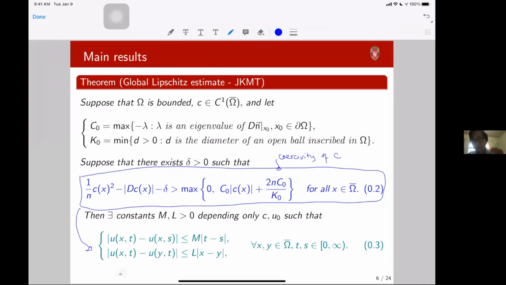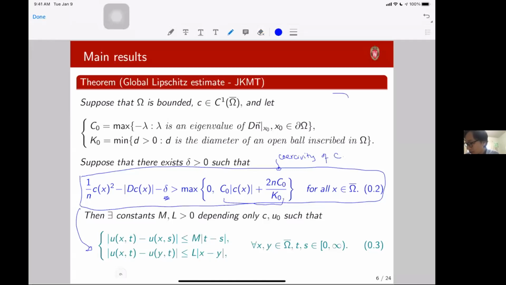What we want is that 1 over NCX square grows a bit faster than the length of the gradient. So the delta is a small number. And on the right hand side, we have max of 0, sure. But the second term is concerning the geometry of the domain on the boundary. So let me describe them to you.